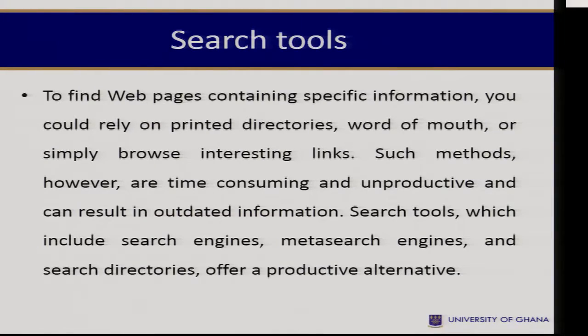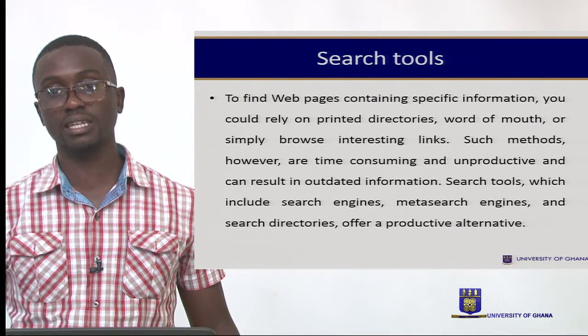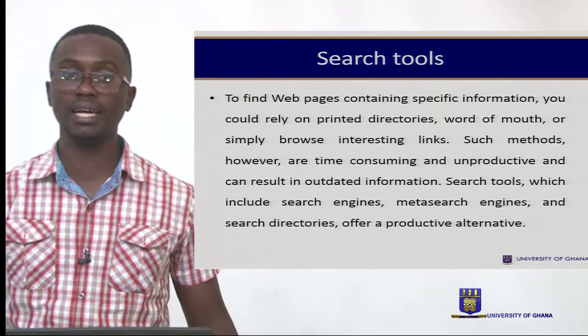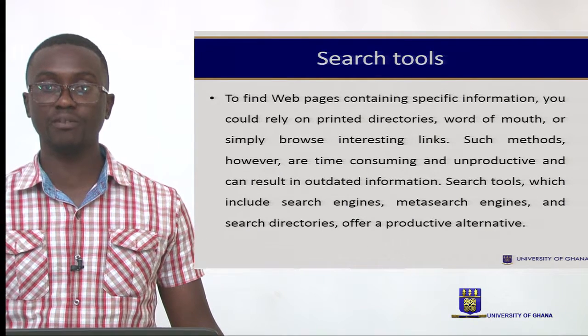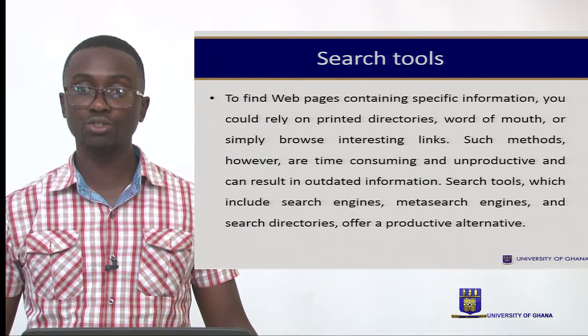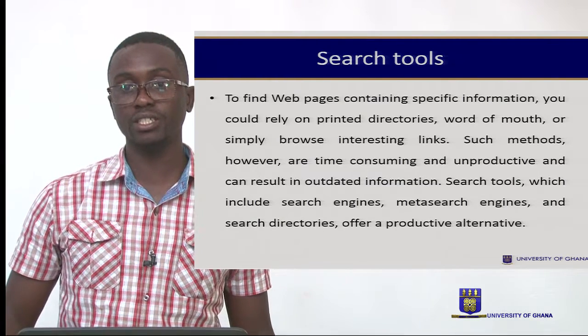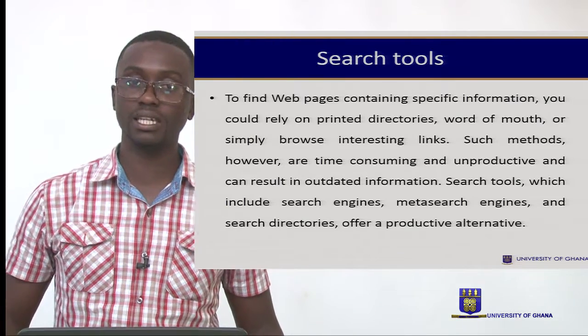So we're going to talk about search tools. To find web pages containing specific information, you could rely on printed directories, word of mouth, or simply browse interesting links. Such methods, however, are time-consuming and unproductive, and can also result in the acquisition of outdated information. Search tools, which include search engines, meta search engines, and search directories, offer a more productive alternative.